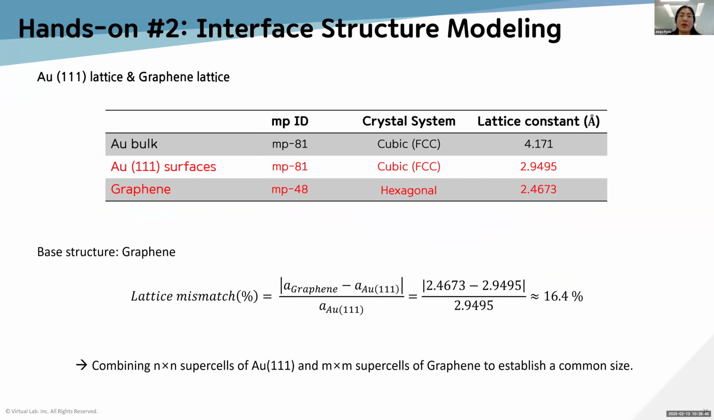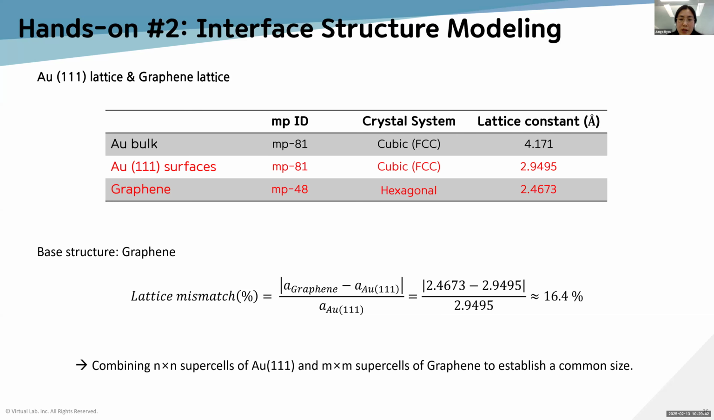In this session, we will be modeling a heterostructure using graphene and the gold (111) surface. So let's start by calculating the lattice mismatch of the structures. The lattice constant of gold bulk provided by Materials Project is 4.17 angstrom, so the lattice constant of the gold (111) surface is 2.95 angstrom. That means if you combine graphene and the gold (111) surface in a 1-to-1 ratio, the gold (111) surface will have a strain of about 16.4 percent. This value is very large, making it difficult to form a stable heterostructure.